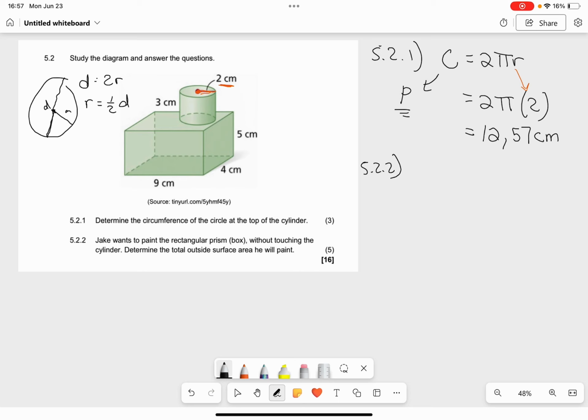Don't shoot the messenger. Jake wants to paint the triangular prism, which is the box part, without touching the cylinder. Determine the total outside surface area he will paint. Now, guys, you need to realize one thing.